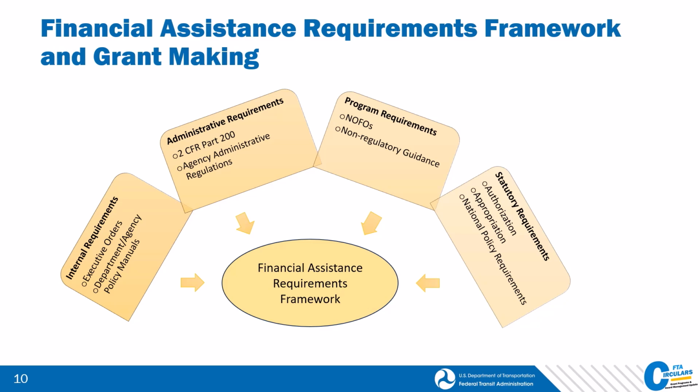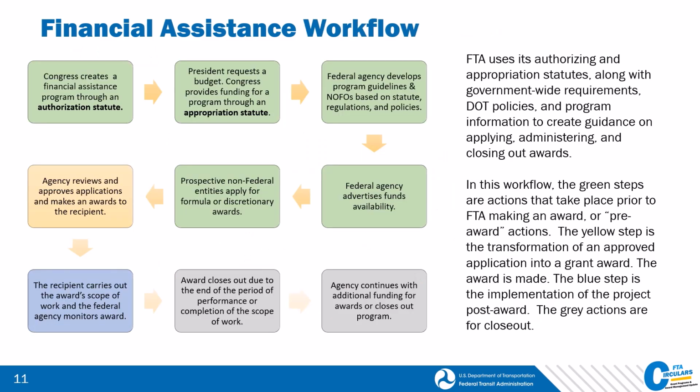We just wanted to point this out, that there has to be a marriage or a webbing of these two to create that framework, because Congress authorizes and provides funding for federal financial assistance, but it is ultimately administered through the federal government's executive offices, like the Department of Transportation. So this slide builds upon that framework and really tries to create an idea of what the federal assistance workflow looks like.